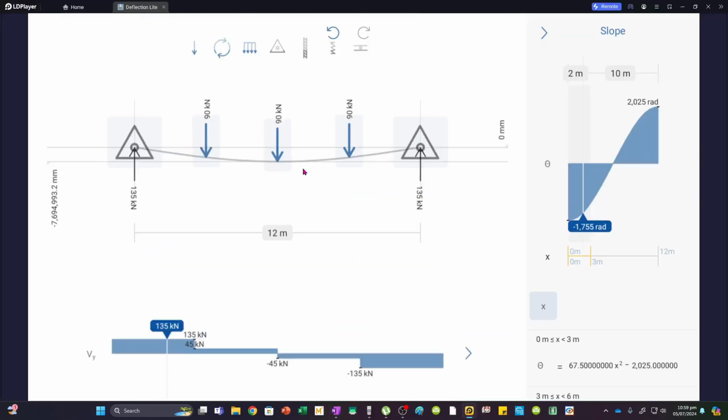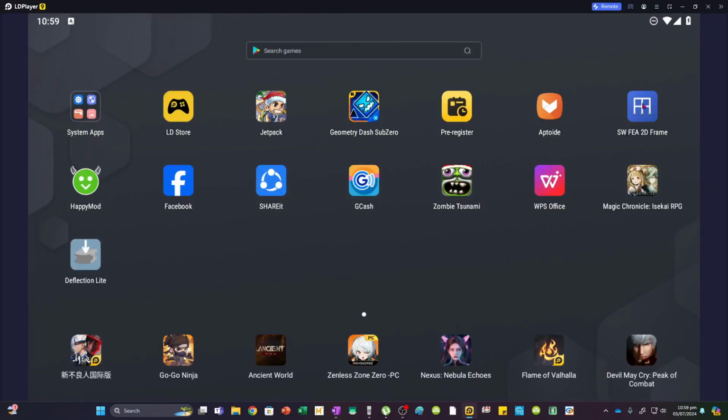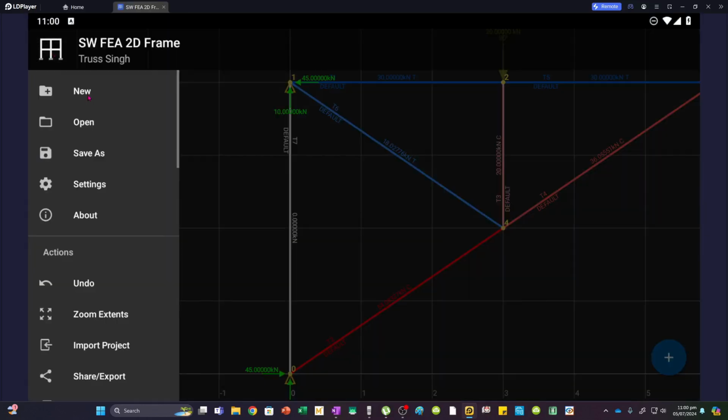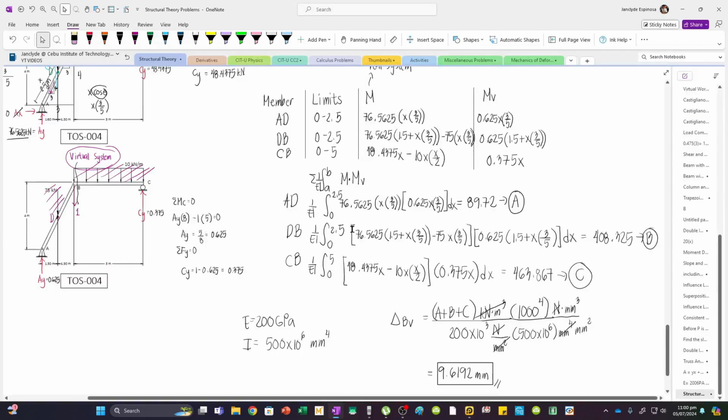So, instead of deflection light, try to go to close natin. We have SWFAA 2D frame. Now, this is available for Android devices. So, let's make a new frame. CC2 frame. And then, let's try to model this.